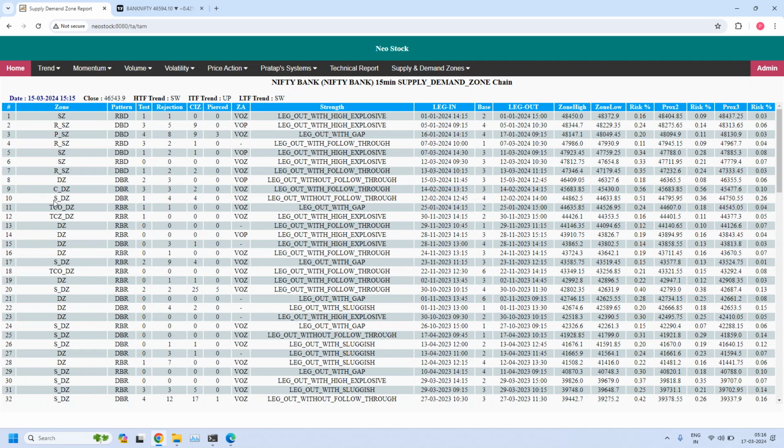And the next one is one more high liquidity zone. 4 rejections from this zone. Leg out with follow through is there. Violated opposing zone achievement. Leg out with follow through. And it is 12th February, 12:45, 4 base candles.